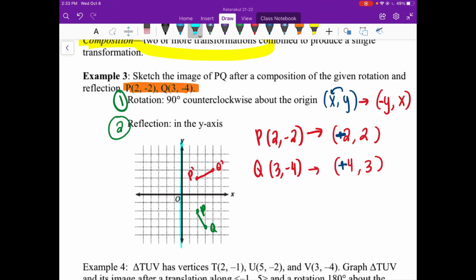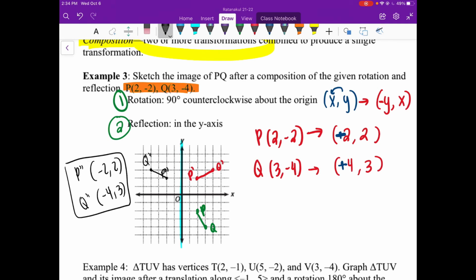Now we want to reflect over the y-axis. So I'm highlighting that in blue. Now it's going to be P double prime and Q double prime. So my final points ended up being at -2, 2 and -4, 3.